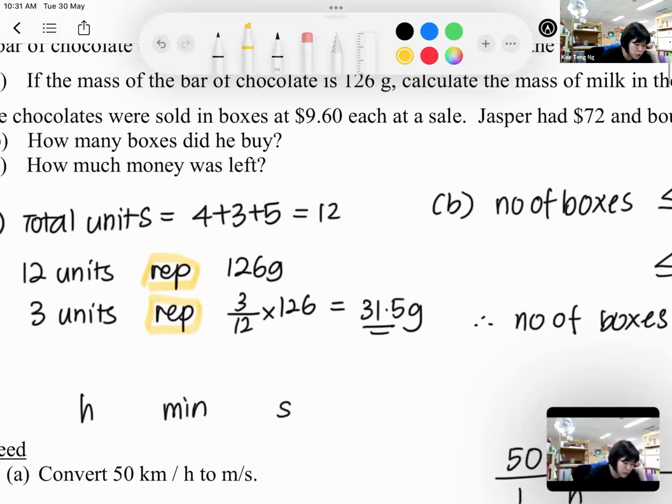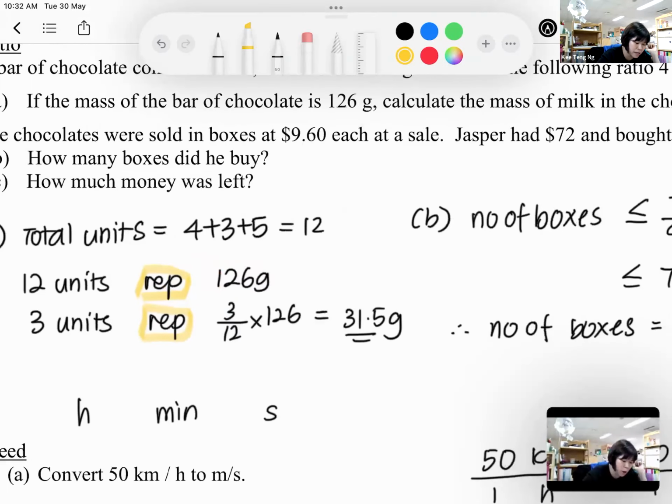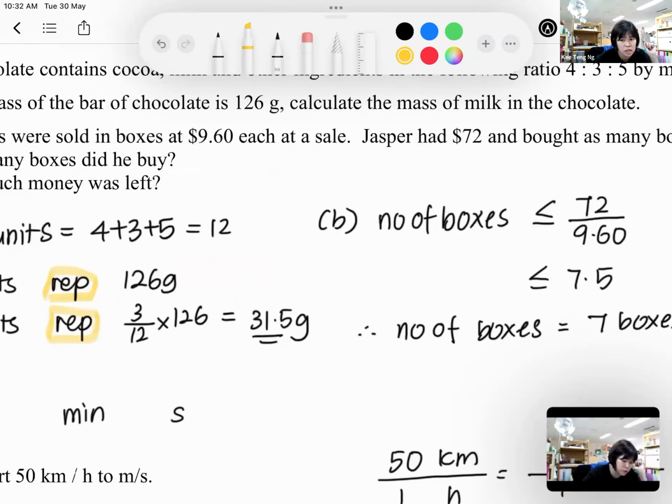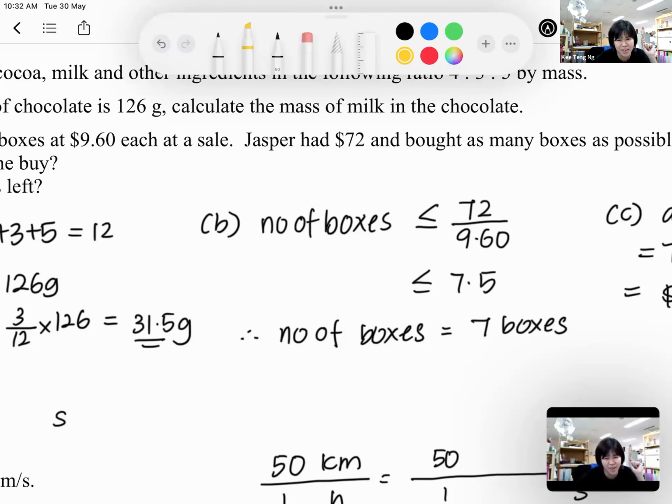Now, the chocolates were sold in boxes at $9.60. How many boxes did he buy? And he had $72. Just a word of caution. Yes, Hao Zhen, so sorry. Okay, just a word of caution.